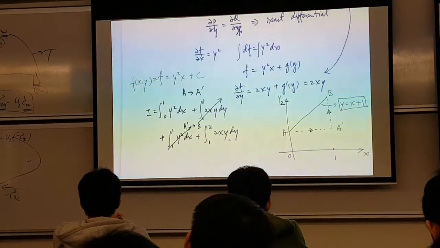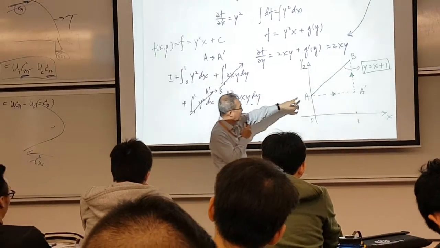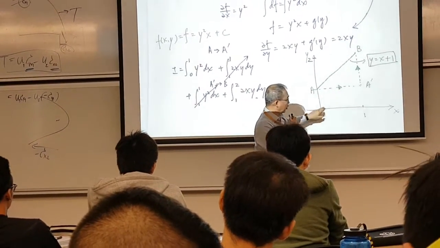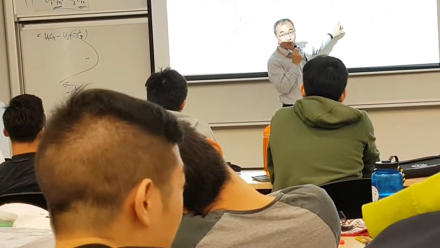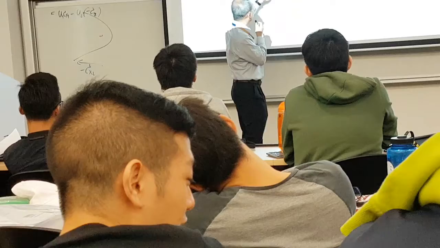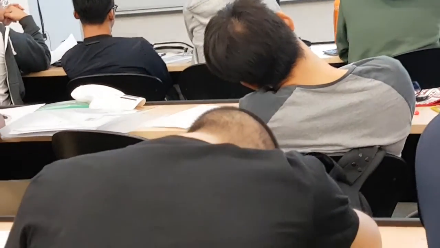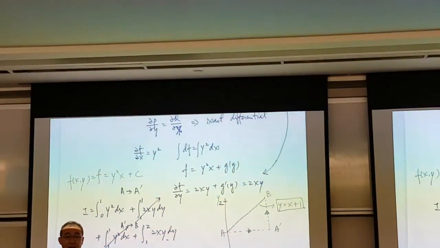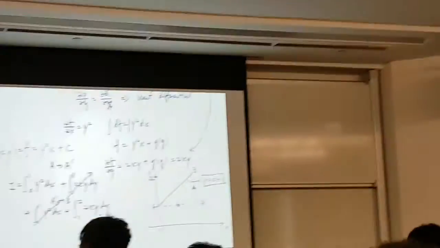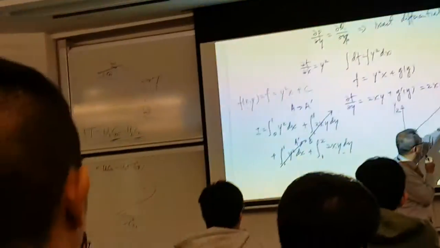Because when I move from A to A prime, from here to here, your x will change. Your y actually maintains the same. Right? When y maintains the same, you try to integrate it, because your upper limit and the lower limit are going to be the same. So when you integrate it, you substitute the upper limit and the lower limit. Since they are the same, they will cancel out each other. The equation on top is the path from A to A prime, and then we move from A prime to B.